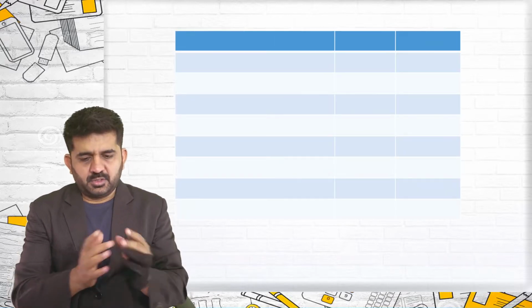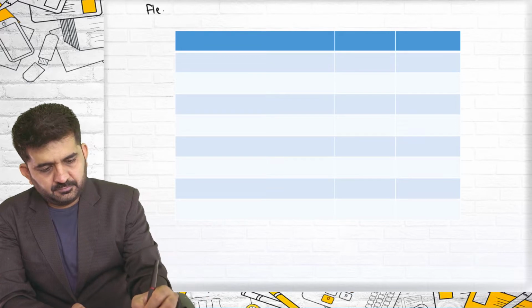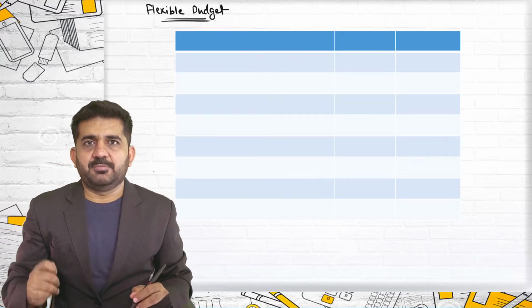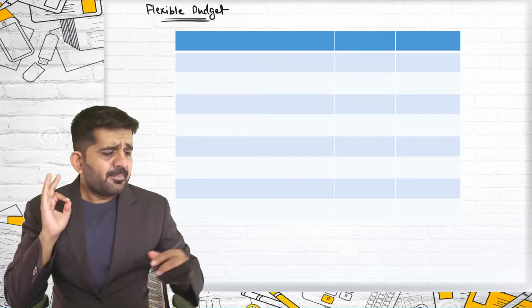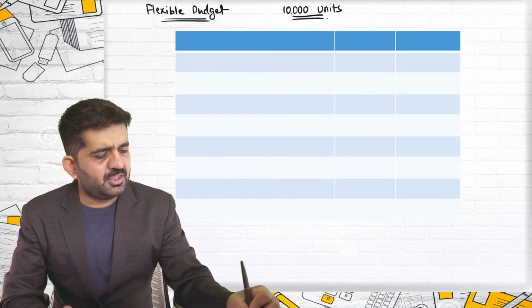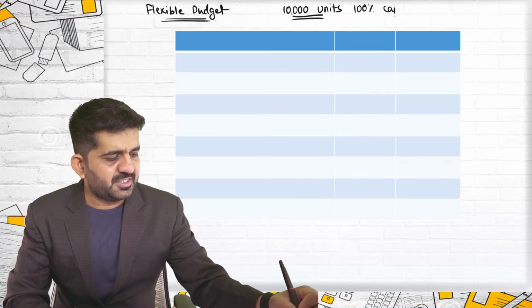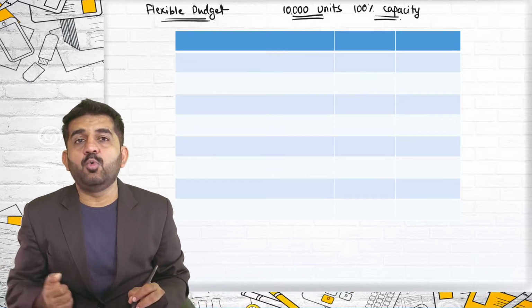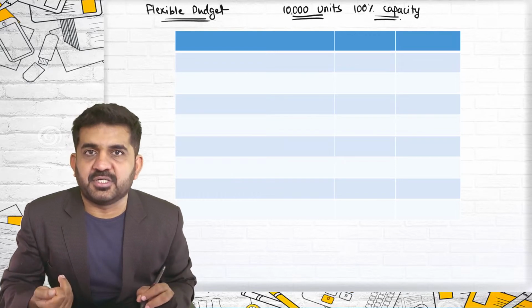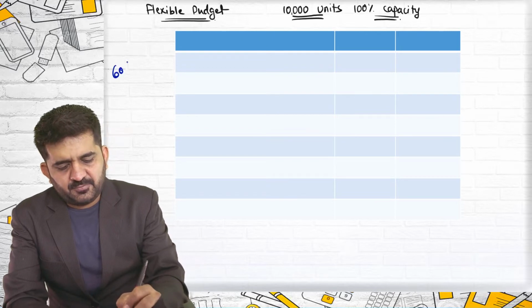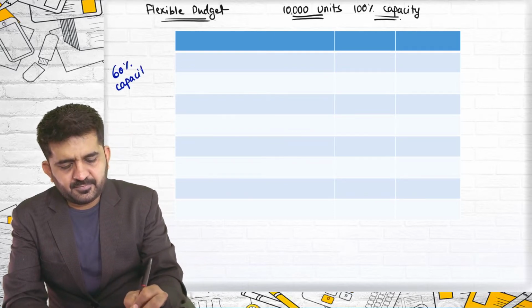Let us understand now the concept of flexible budget. What is the concept of flexible budget? Please try to concentrate. Say a manufacturing unit has a total capacity of 10,000 units, and I will be terming this as 100% capacity. But right now it is working only at 60% capacity. So it is manufacturing and selling only 6,000 units.